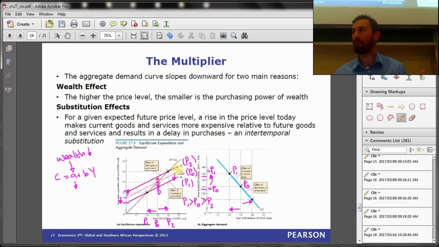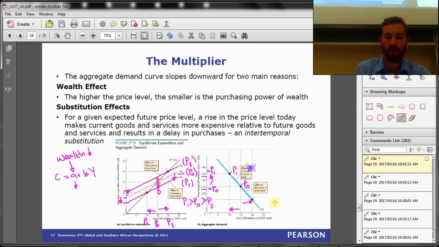Are you happy with what I'm saying so far? Right? So I now have a higher level of output, but I have not changed the price level. What does that do to my aggregate demand curve? Are you happy that at any given price level, I'm going to have a higher level of equilibrium output? In other words, my aggregate demand curve is going to shift to the right.